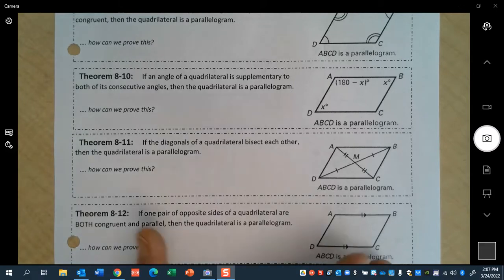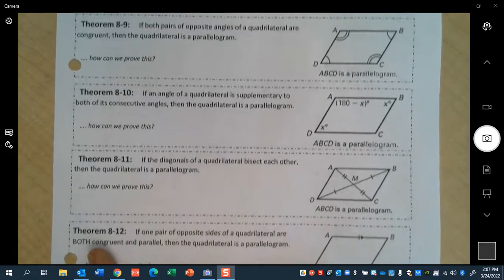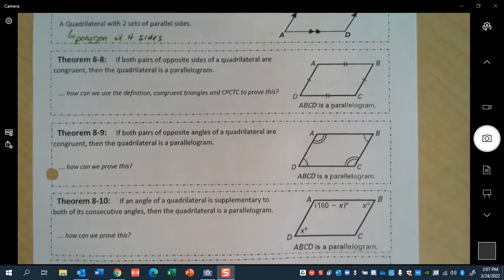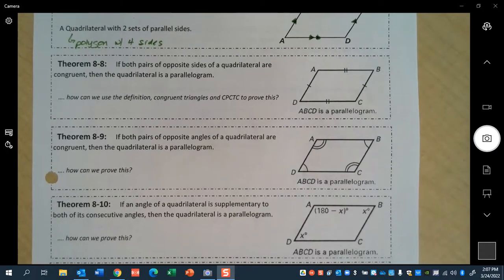So what I'm going to ask you in your groups to do, I'm going to divide you up, and I want each of you to tease out how each of these theorems is justified and proven.